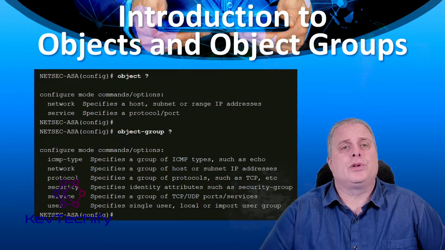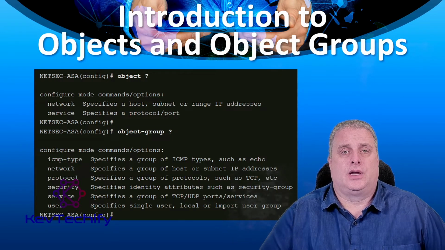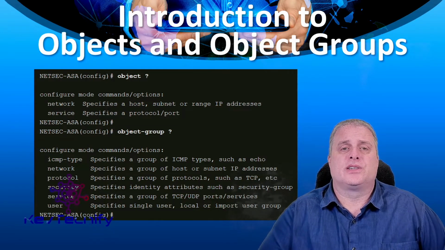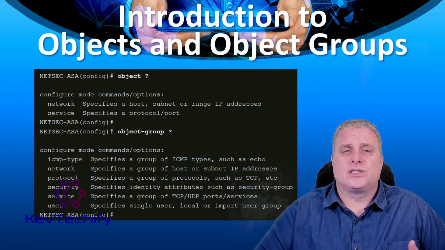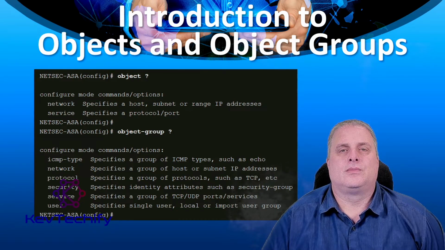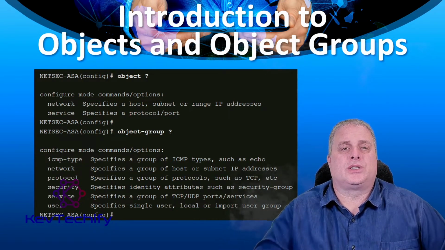Objects are reusable components for use in configurations. Objects can be defined and used in Cisco ASA configurations in the place of inline IP addresses, services, and names. The ASA supports objects and groups.